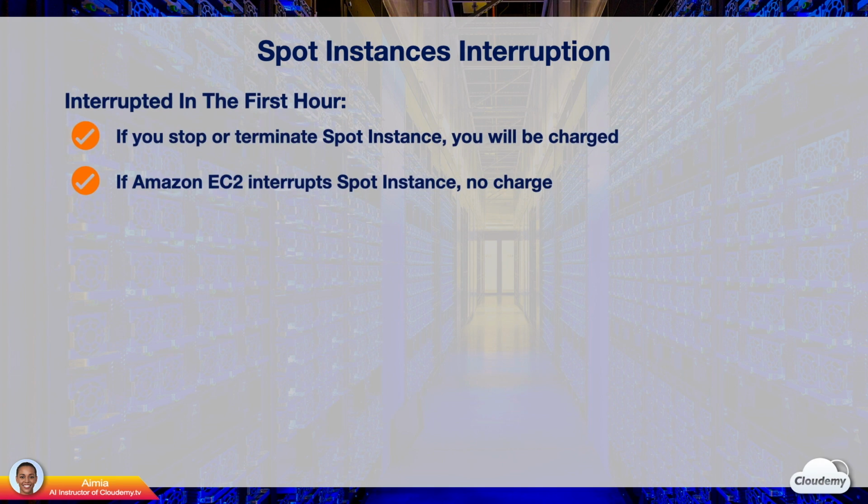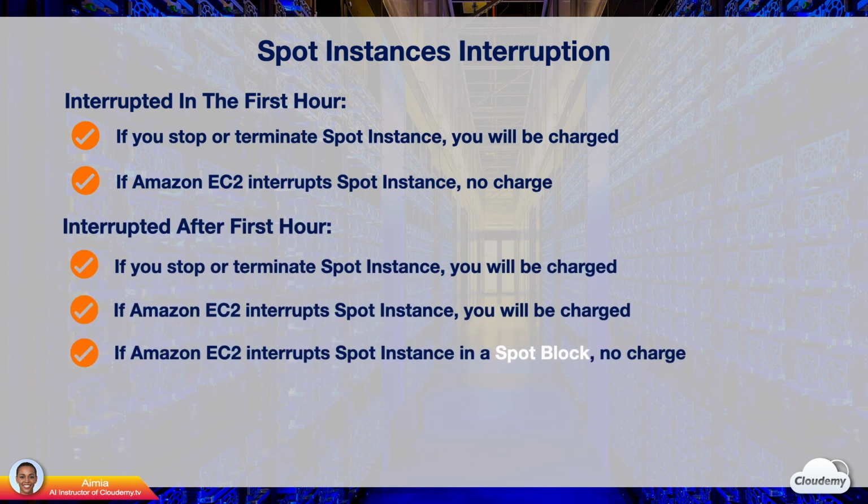When your spot instances are interrupted in the first hour, if they're stopped by you, you need to pay for the time consumed. If they're interrupted by AWS, there won't be any charge. When spot instances are interrupted after the first hour, if they're stopped by you, you'll be charged. If they're interrupted by AWS, you'll pay for the total time consumed, but no charge for partial hours. If AWS has interrupted any spot instances in the spot block, there will be no charge at all, because you've specified a duration for the spot block not to be interrupted.